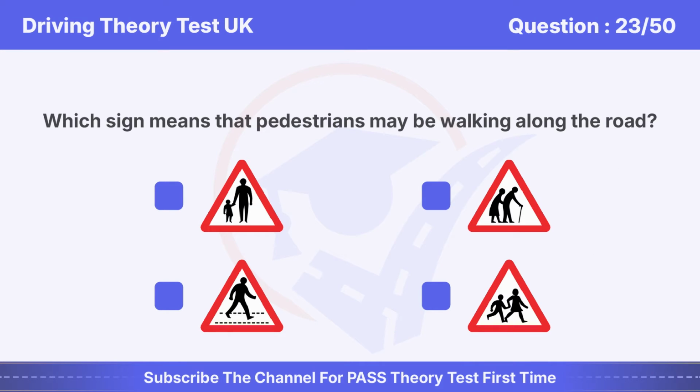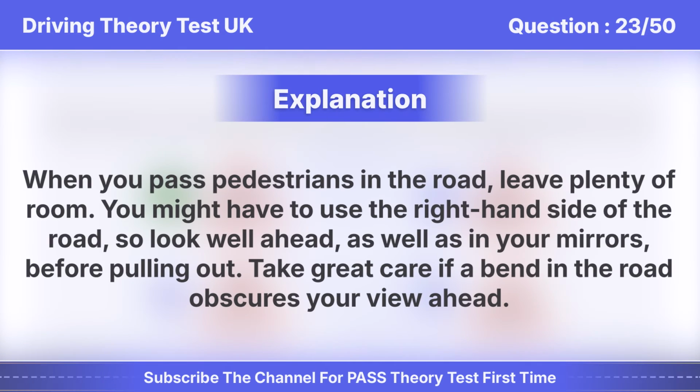Question 23. Which sign means that pedestrians may be walking along the road? Answer is A. When you pass pedestrians in the road, leave plenty of room. You might have to use the right-hand side of the road, so look well ahead, as well as in your mirrors, before pulling out. Take great care if a bend in the road obscures your view ahead.